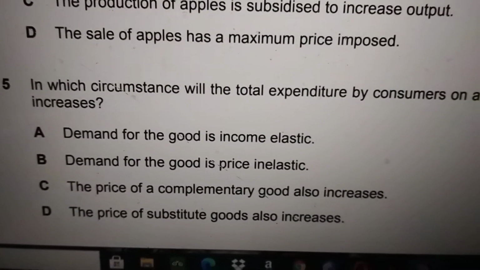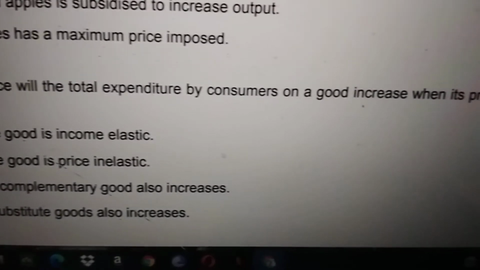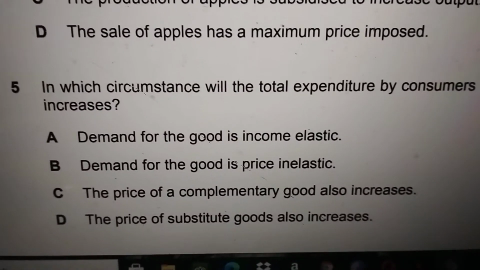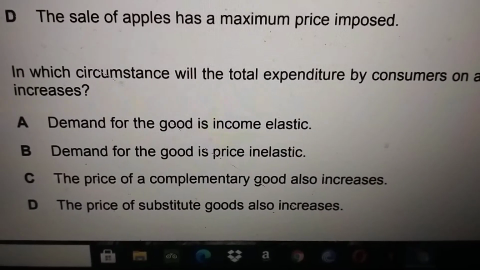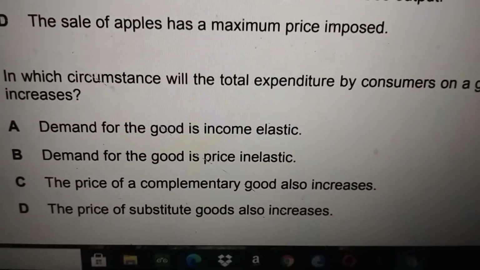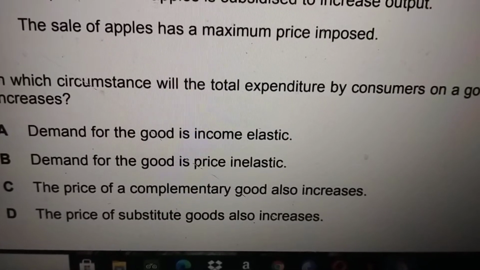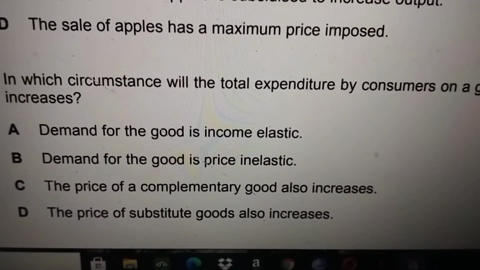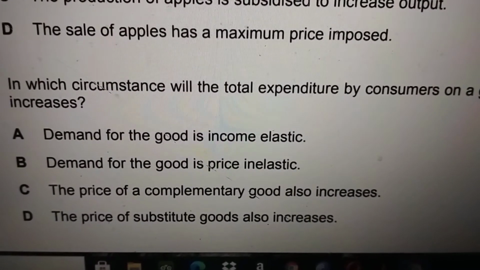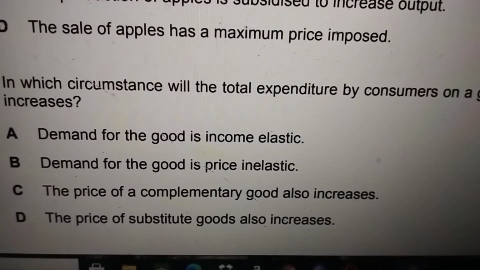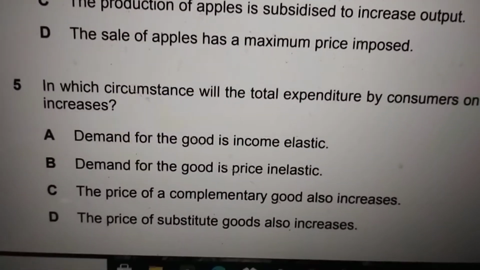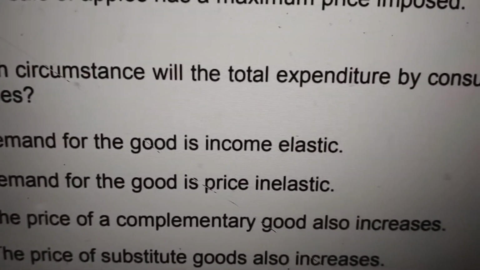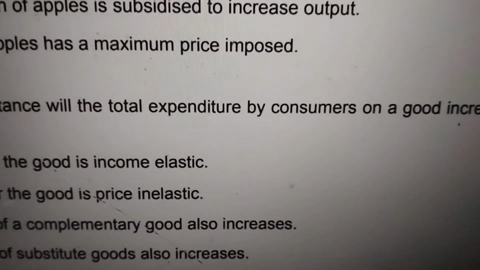Come to question number 5. In which circumstances will the total expenditure by consumers on a good increase when its price increases? And we know that when the goods are price inelastic in nature, even if you increase the prices, the producers should increase the prices to get more revenue. So question number 5, we pick B, where it is given demand for the good is price inelastic.